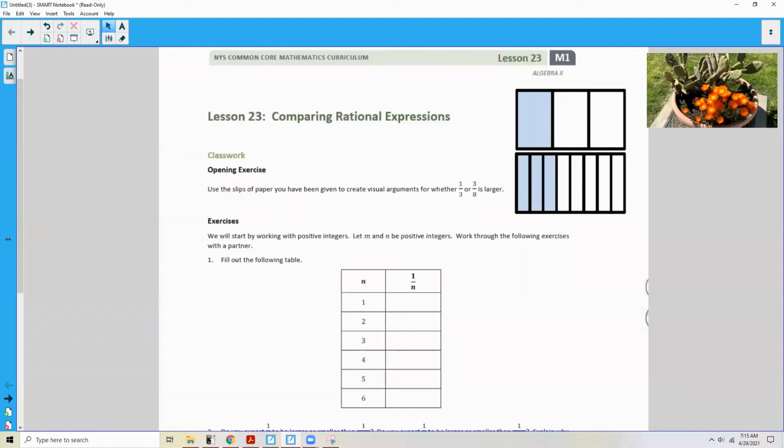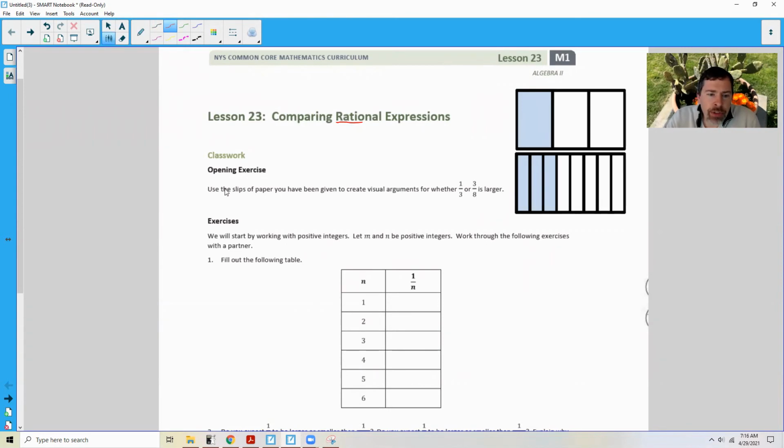Lesson 23, Comparing Rational Expressions. Rational, for starters, hopefully you all know what the number system is. Naturals, rational, irrational, whole, integer. You need to know what all those mean. The root word for rational is ratio, and ratio is just expressing or comparing two things, and it usually really just means a fraction. Okay.